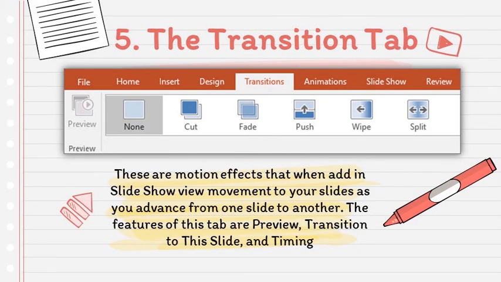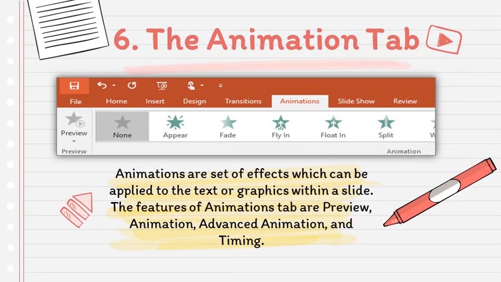The Transition tab. In this tab, we can see the transitions that can be added to your presentation. These transitions are the effects that a slide shows when advancing to another slide. Its features are preview, transition to the slide, and timing. The Animation tab. Animations are a set of effects that can be applied to the text or graphics within a slide. There are different animations that can be seen in this tab. The features of this tab are preview, animation, advanced animation, and timing.